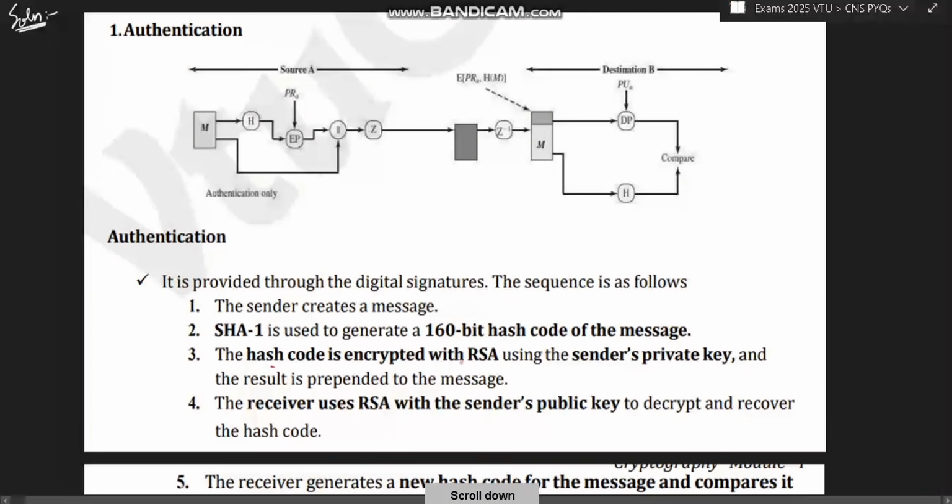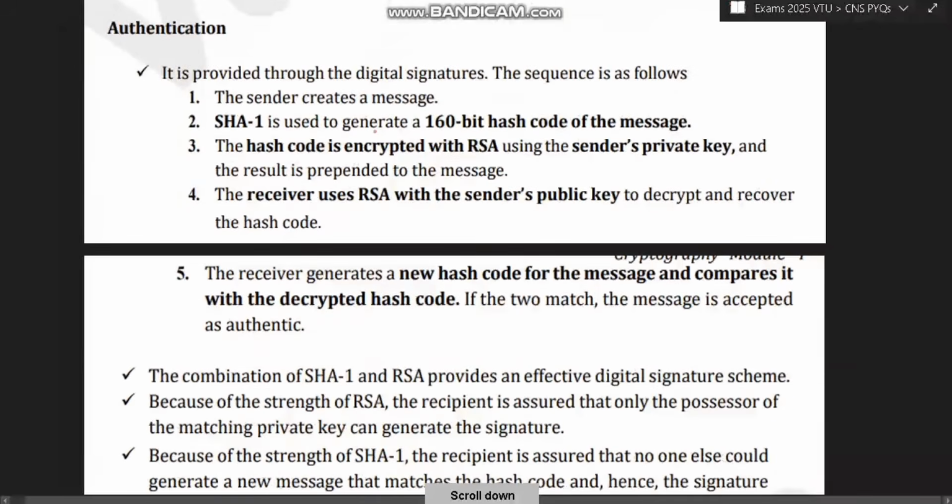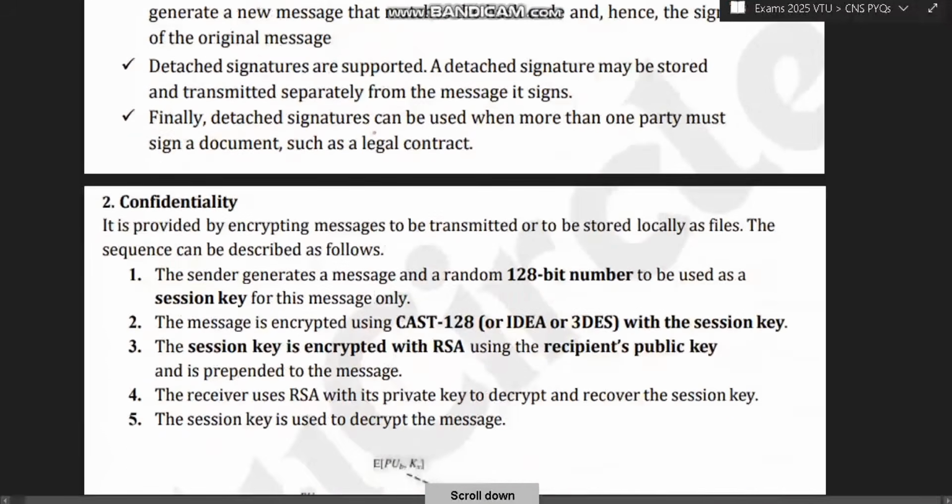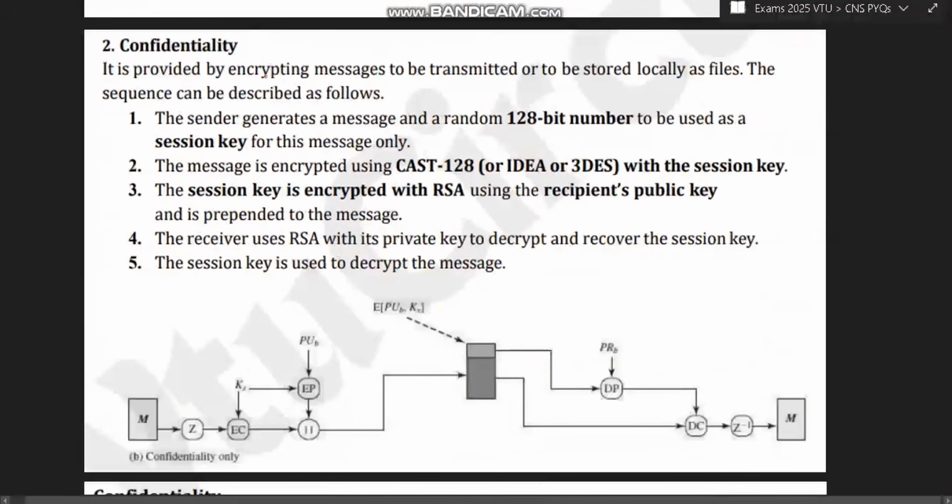Okay, the hash code is encrypted with RSA using the sender's private key, and the receiver uses RSA with the sender's public key to decrypt and recover the hash code, which is here. Okay, so the recovery is happening here, and it creates its own hash code, and the hash code we have received, and these two will be compared. If both are the same, it means nothing has happened to it, and that is an authentic message, like that it will be concluded. Okay, whereas confidentiality means it is provided by encrypting messages to be transmitted or stored locally as files.